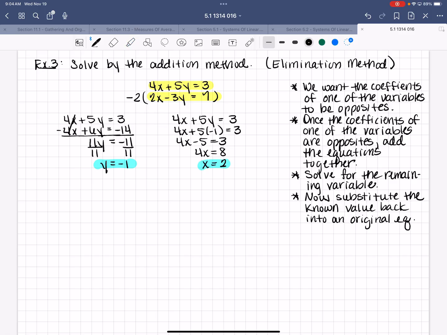Okay? Solve for the last variable. Okay? So we've got y equals negative 1, x equals 2. When I write that as an ordered pair, that becomes (2, negative 1). Okay? I'm going to go over here and check it.